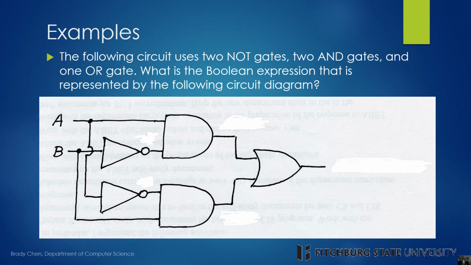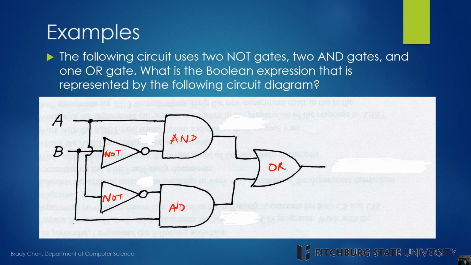Now we need to find out what is the Boolean expression that is represented by the circuit diagram here. This circuit diagram contains 2 NOT gates, 2 AND gates, and 1 OR gate. Now what's the Boolean expression?